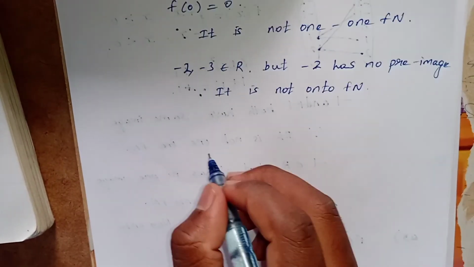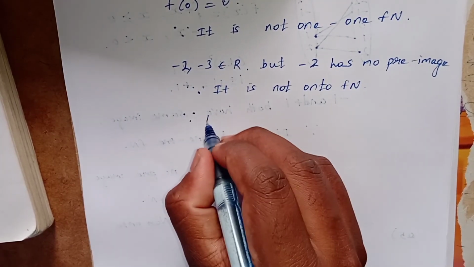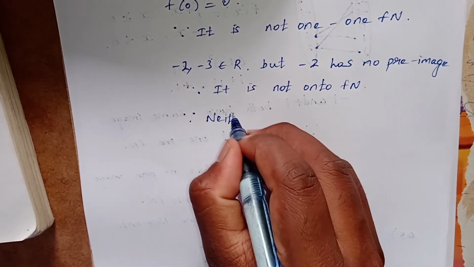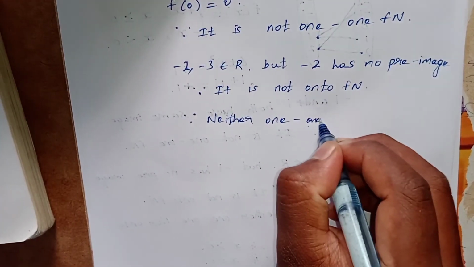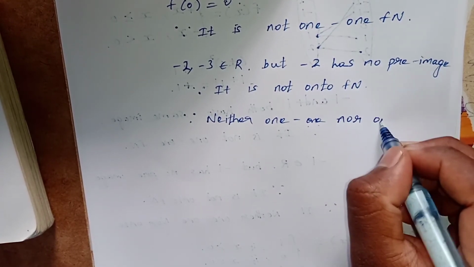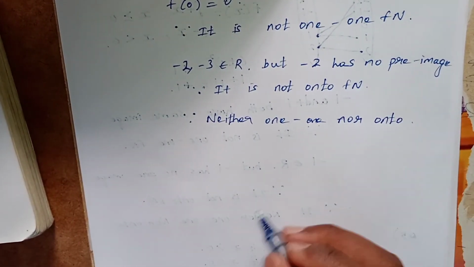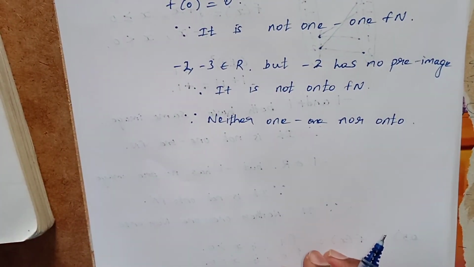Okay, finally you should write it is neither one-one nor onto function. Okay, I hope you understood question number 4 and 5.